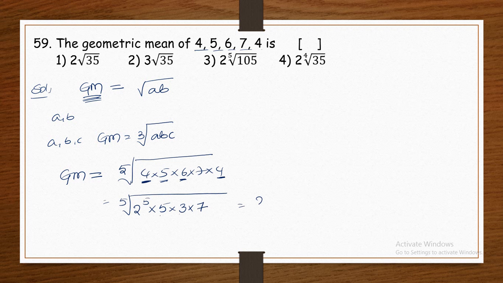So directly I can take out 2, because 2 power 5 is there, no? I can take it out of fifth root. This gives me 2 into fifth root of 5 into 3 into 7. So what is the value? 7 3s are 21, 21 5s, it is nothing but 105. Hence the answer is 2 into fifth root of 105. So it is clearly option 3.